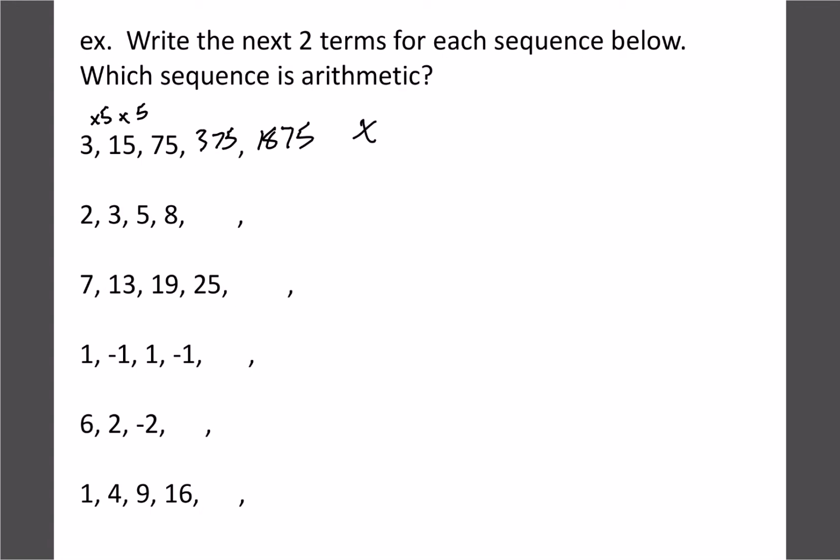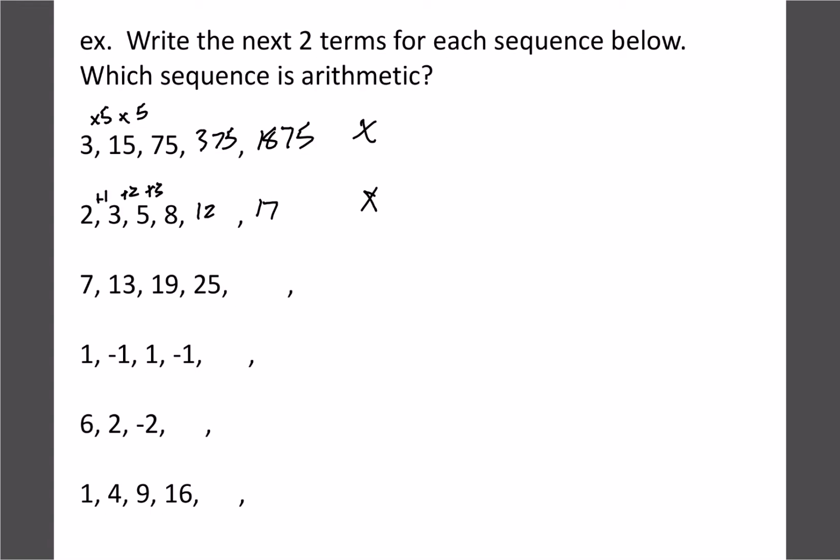Let's try the next one. We have 2, 3, 5, 8. You can see we added 1, then we added 2, then added 3. So it's following a pattern. If we add 4, we would get 12, and add 5, we get 17. We're adding something different each time, so that one's not going to be arithmetic.